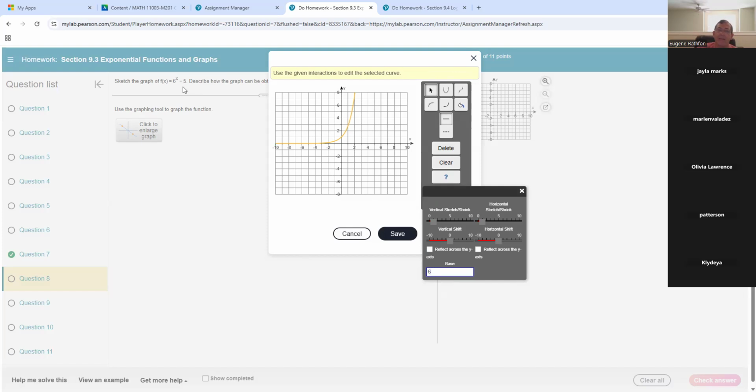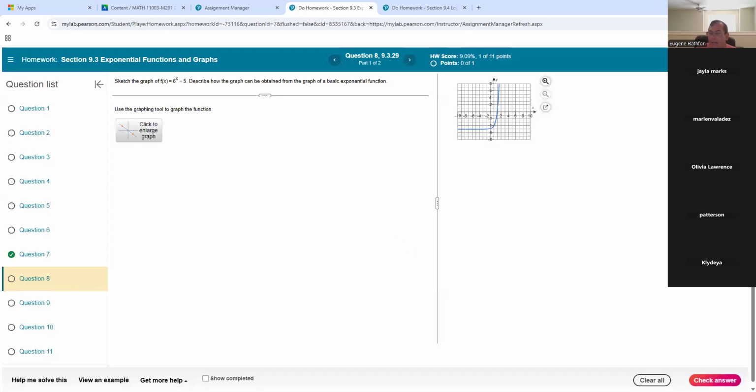Since they're subtracting 5 after the function, it's going to go up or down. Since that's a negative 5, it's going to go down 5. So that'll be vertical. Move that to negative 5. And my graph went down. Save that. You're going to check that answer.